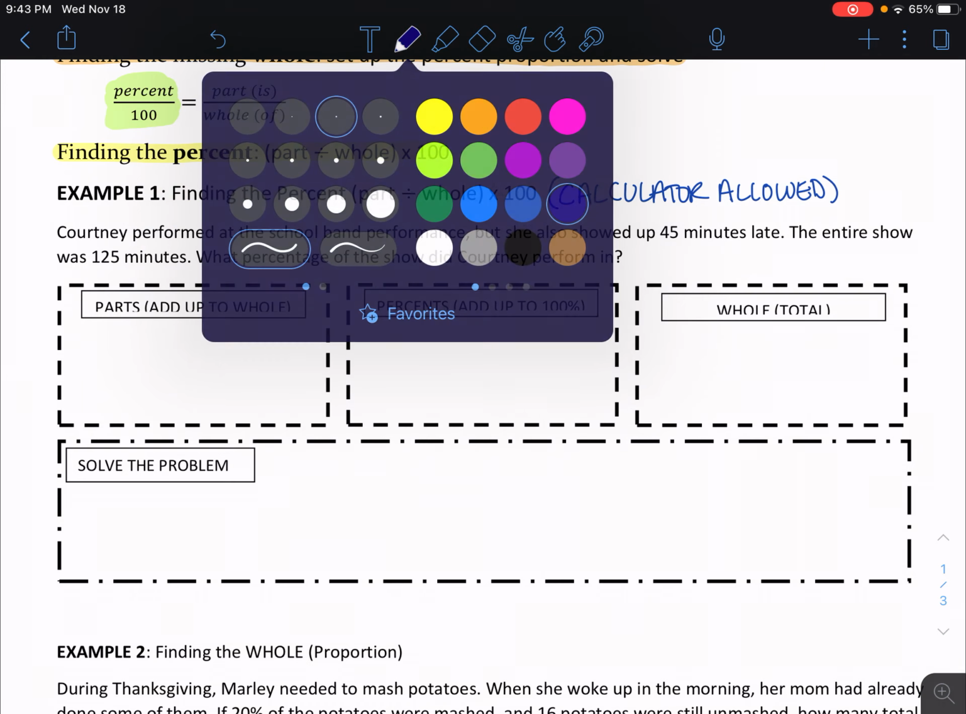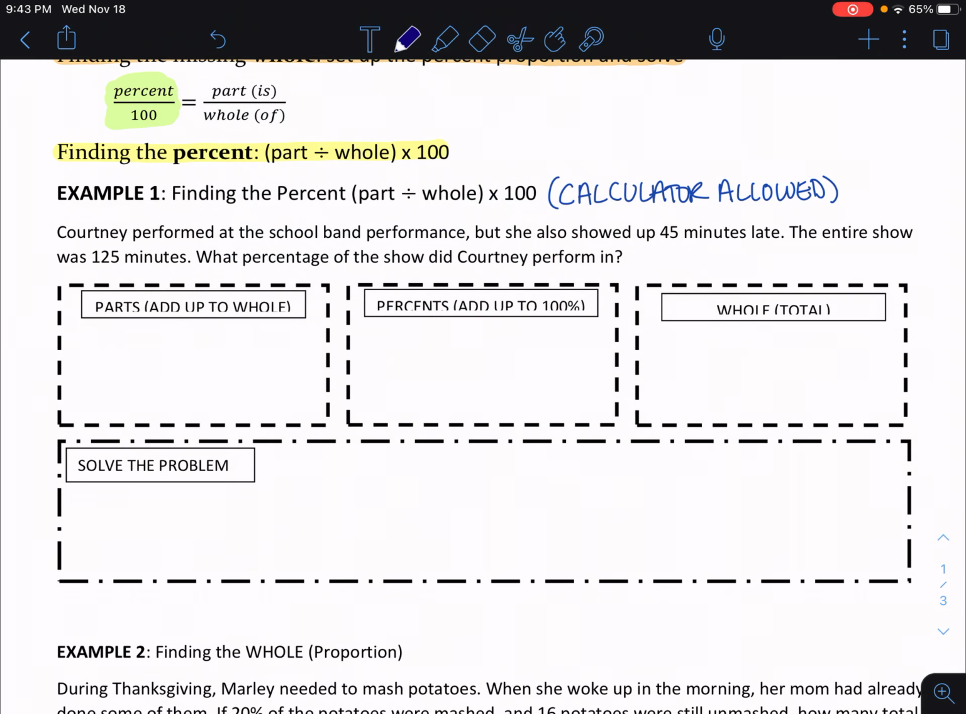The first thing I'm going to figure out is what my 2 parts are. And my 2 parts have to add up to my whole. So we're talking about her performing in a school band performance. And she performed in part of the show and she missed part of the show. So my 2 parts are going to be what she performed in and what she did not perform in.